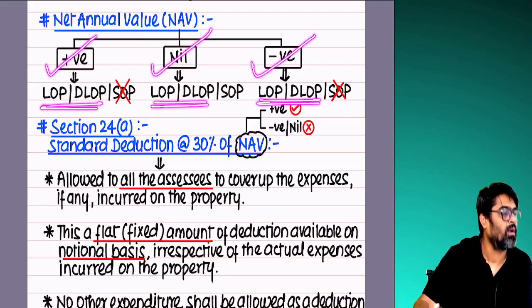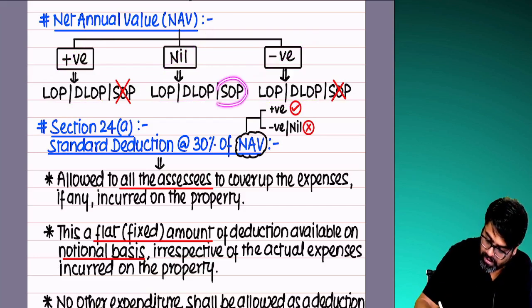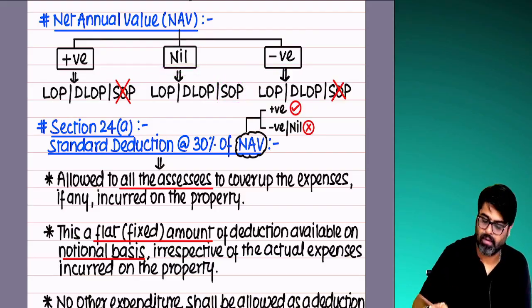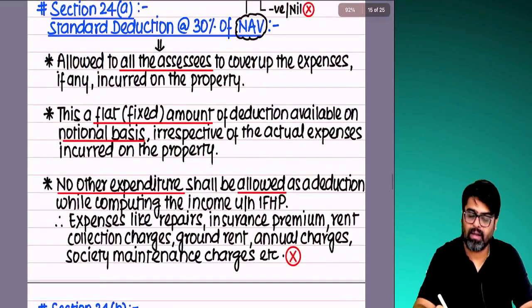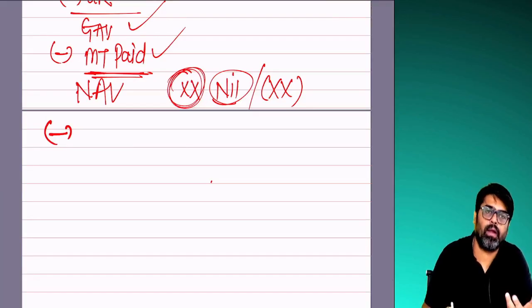Done, sir? But what in the case of SOP? It will always be nil. Getting my point? Now, after you have calculated your NAV, from this NAV, what do you get?